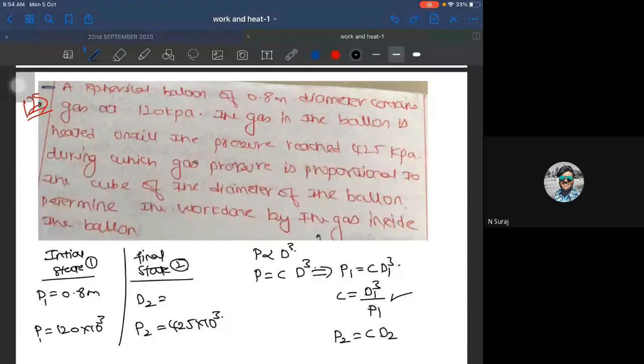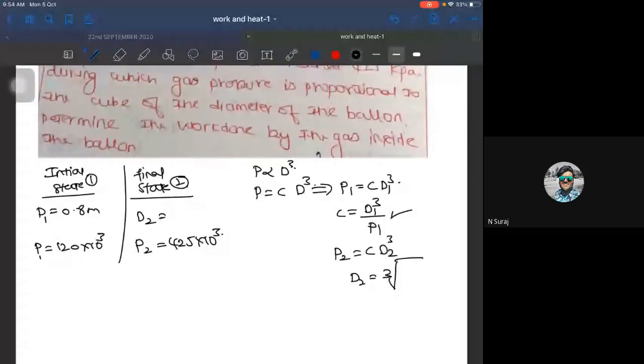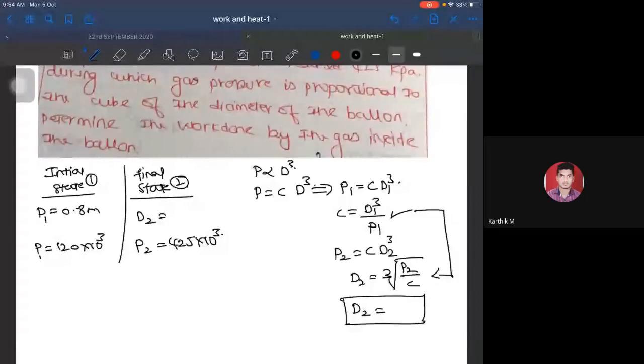From this, D2 is equal to the cube root of P2 divided by C. Anyway, you will be calculating the value of C, and from this we'll get the value of D2. Simple. C is 234.37 into 10 power 3. So this is the value given by Karthik. What about others?